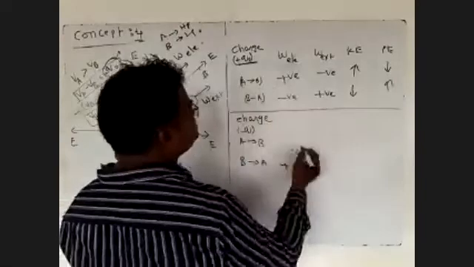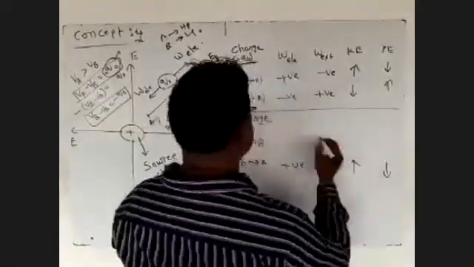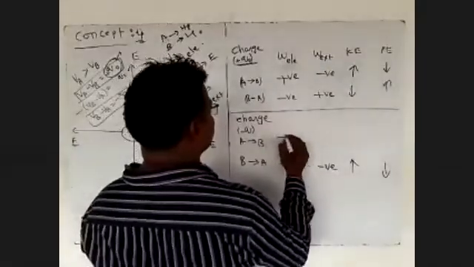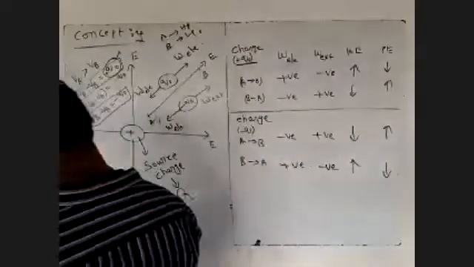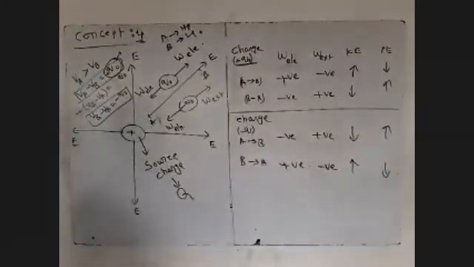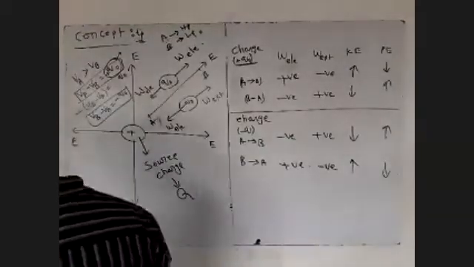B to A means reverse, so instead of positive, negative, increase, decrease, we are going to write negative, positive, decrease, increase. Understand? That is over. This is concept number 4. You have to check it.